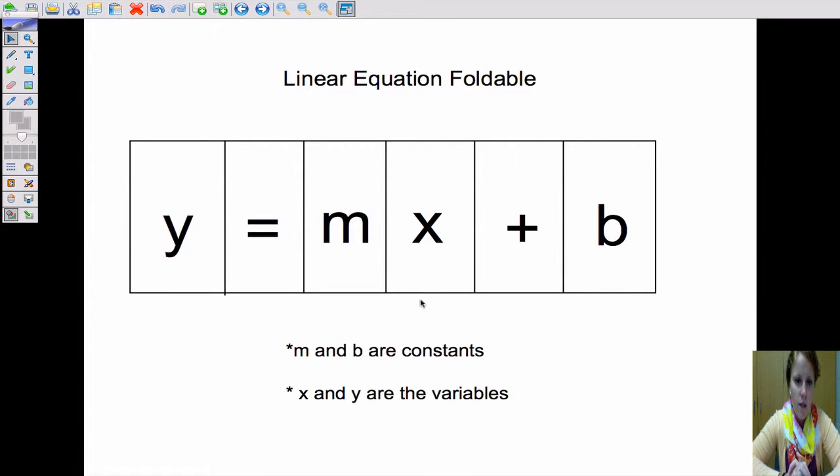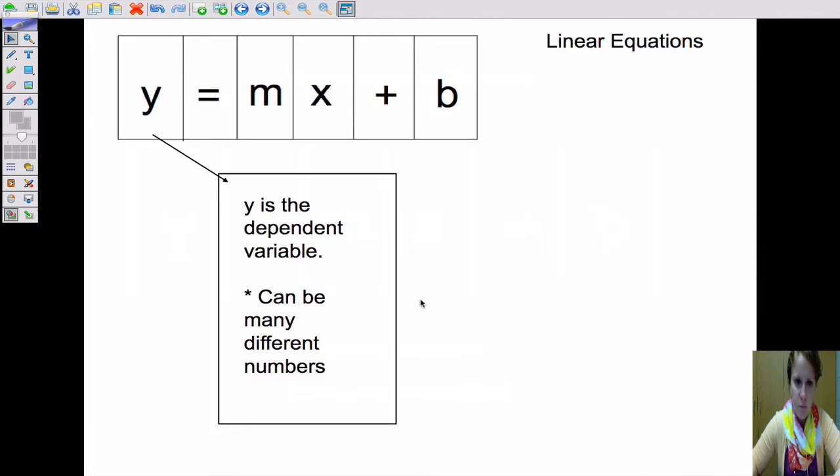Alright, this video is on linear equations and creating linear equations from graphs. So we've learned and we've looked at the fact that y equals mx plus b is the main form, called slope-intercept form of a linear equation. So we're going to go through this a little bit more detailed.